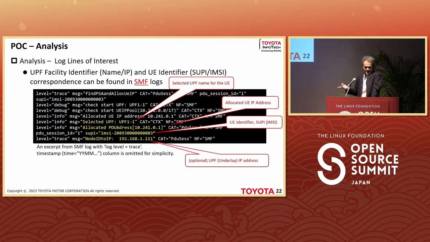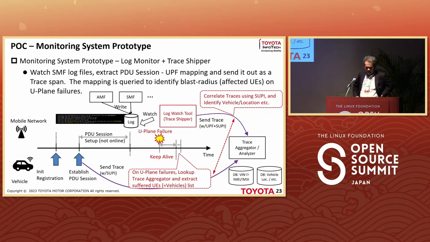So by collecting these information items, we can extract the vehicle identity, the map of the U-plane functions, and also the affected UE information. Okay.